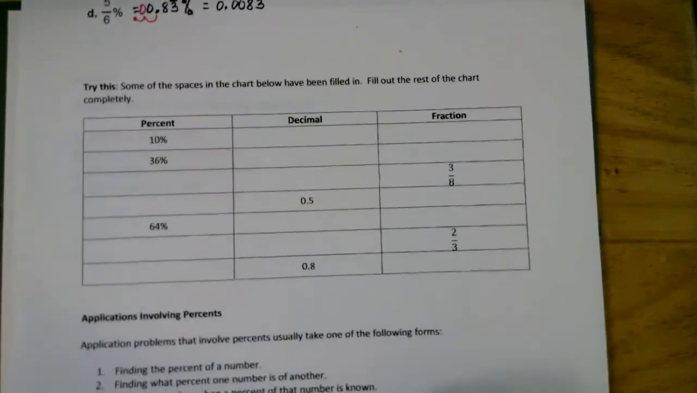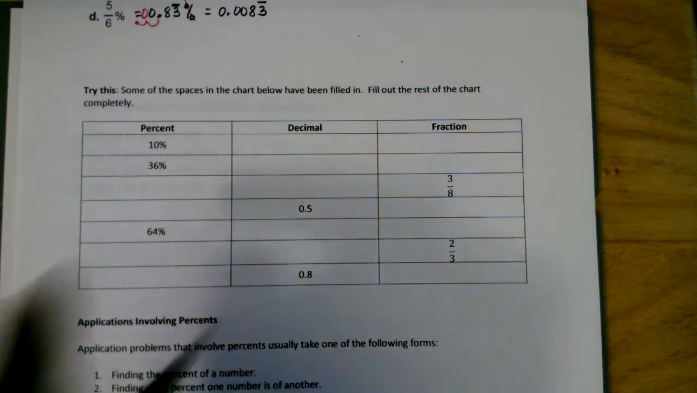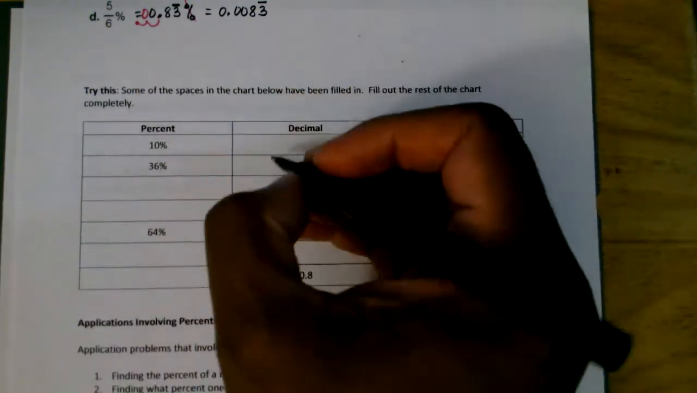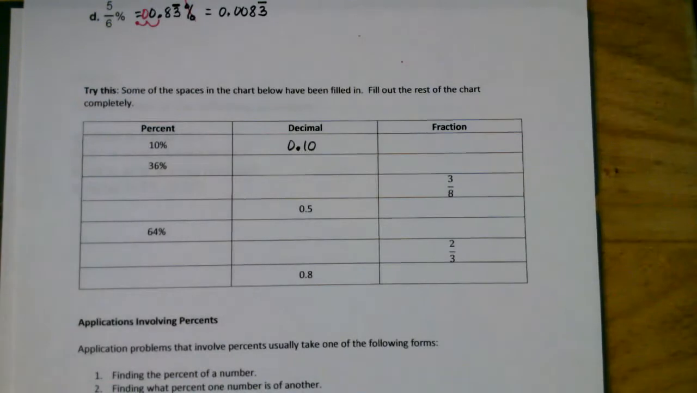All right, now let's try this. Some of the spaces on the chart below have been filled in. So here you're going to fill out the rest of the chart completely. Okay, so now 10%. And we want to change that to a decimal. In this case here, we drop the percent sign, move the decimal point 2 places to the left. So 10% will be 0.10 or 0.1.